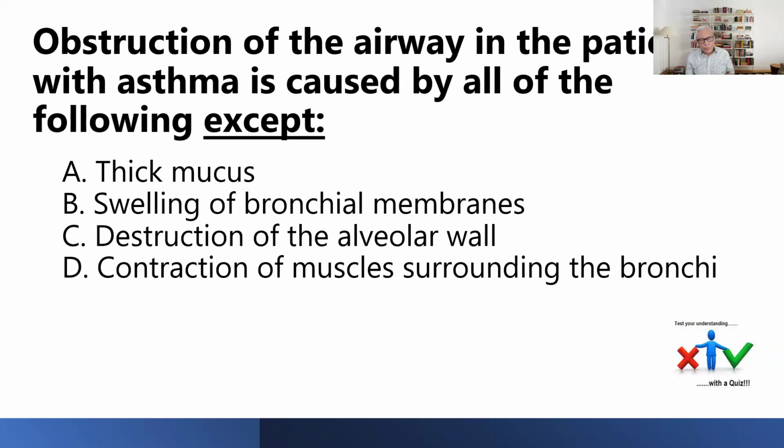All right, so the pathophysiology of asthma does not involve the destruction of the alveolar wall. This is something that happens in patients who have emphysema, but not in asthma. The characteristics of asthma are the production of thick mucus, the swelling of the bronchial membranes, as well as bronchoconstriction. So A, B, and D are correct as far as the obstruction of the airway in the patient with asthma, but letter C is incorrect.